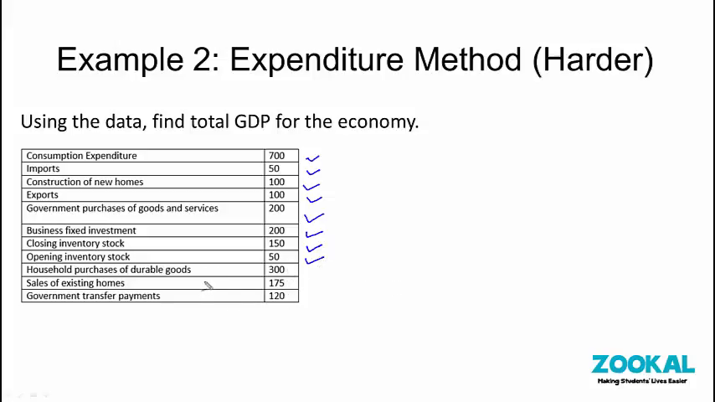Now, household purchases of durable goods and services, well, that's already indirectly included in our consumption expenditure, so we don't need that one. Sales of existing homes, that's not part of GDP. And government transfer payments is also indirectly included in consumption expenditure, so we don't need that. Now remember that calculating GDP, we use a formula, GDP equals C plus I plus G plus net exports.